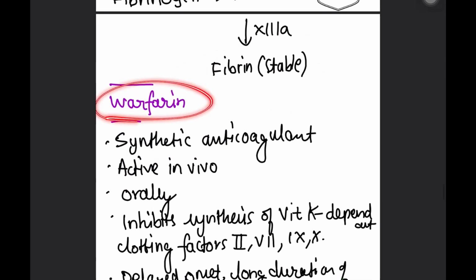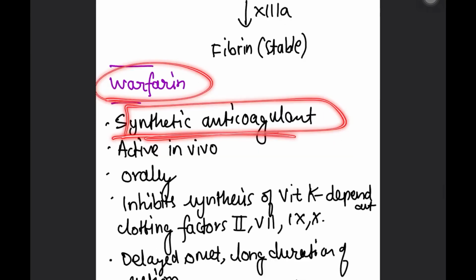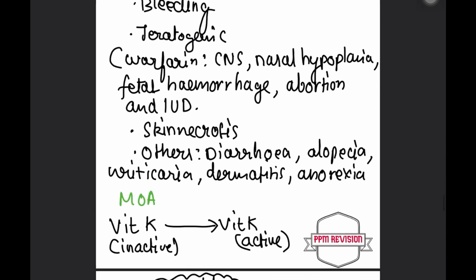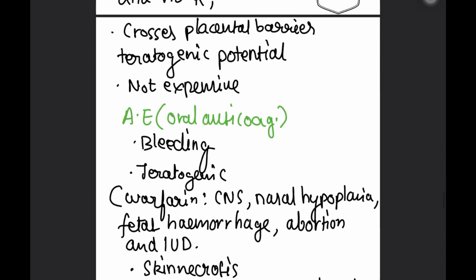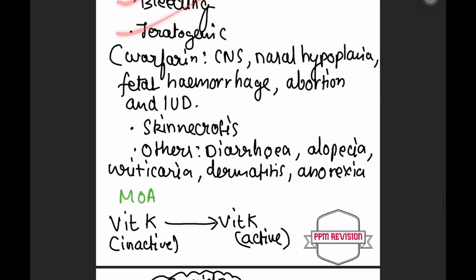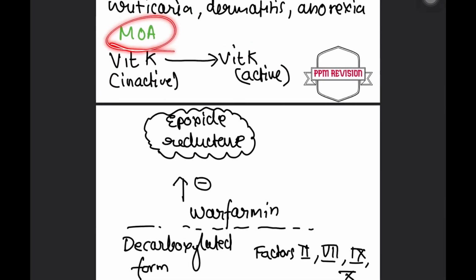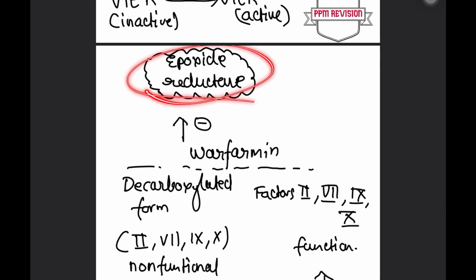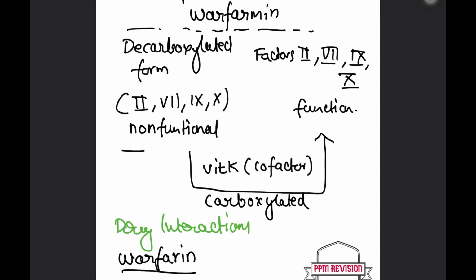Then moving on to warfarin, it's important to know that it's a synthetic anticoagulant and it inhibits synthesis of vitamin K. And talking about adverse effects of oral anticoagulants in general: bleeding and teratogenicity. Then moving on to the mechanism of action, active vitamin K is not produced because of inhibition of epoxide reductase. And this vitamin K plays a role in formation of functional factors 2, 7, 9 and 10.